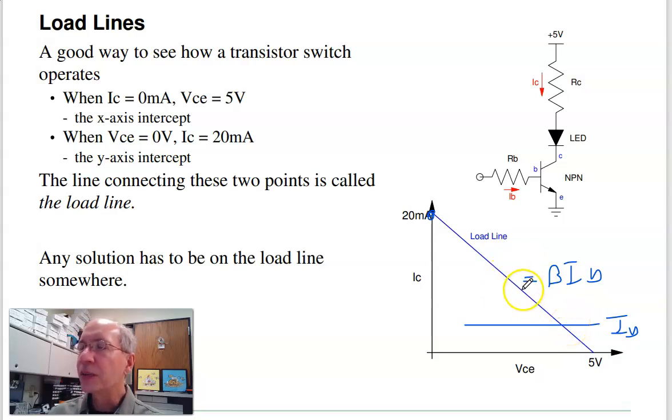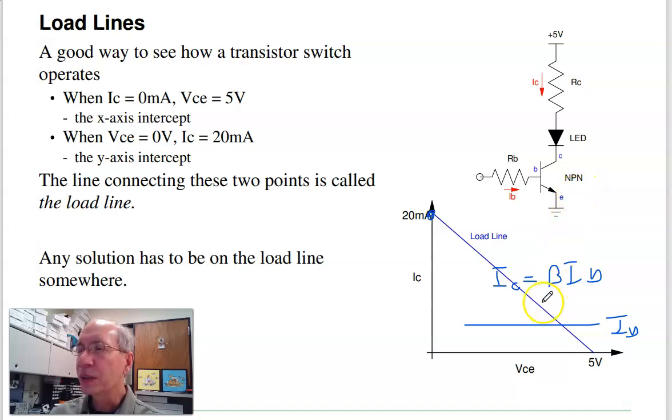In the active region right here, IC is beta times IB. That's in the active region. I don't want to operate over here because the transistor is going to get hot. The power is volts times amps. I've got a large voltage drop. This is going to get hot.